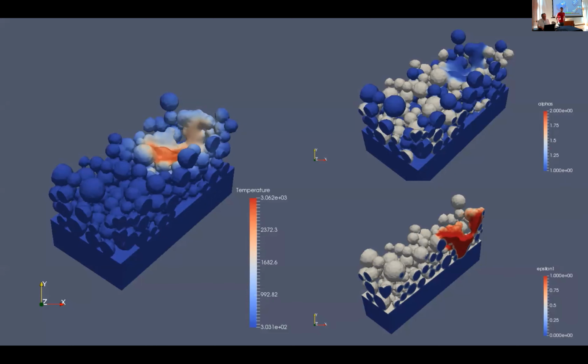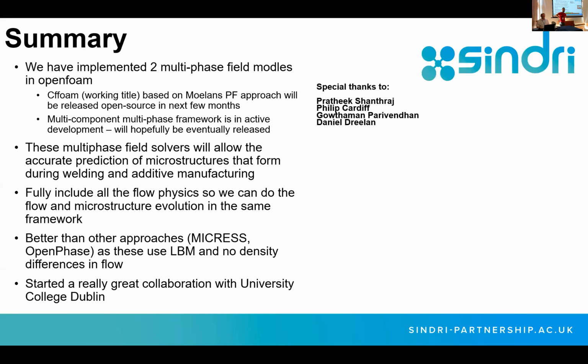In summary, we've developed these two phase field models, both implemented in OpenFOAM. The idea is to release both of them, but certainly the continuum field model will be released in the next few months. The code's all ready. We just have to find some time to write it up. That's it really.